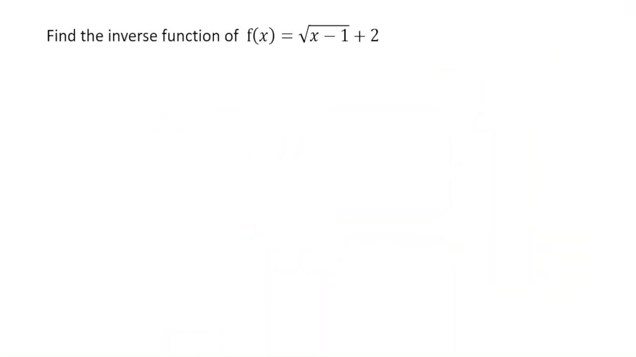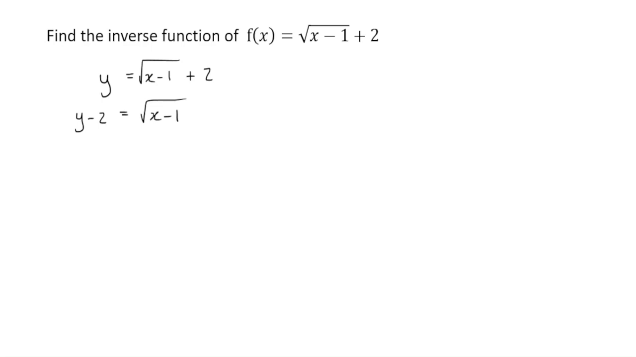Okay? We want to find the inverse function of this thing here. F of x is equal to the square root of x minus 1, plus 2. Now, before we find the inverse function of this, I want to actually sketch what this looks like. So I'm going to rewrite it. Y is equal to the square root of x minus 1, plus 2. And I'm going to rearrange it a little bit. Y minus 2 is equal to the square root of x minus 1.